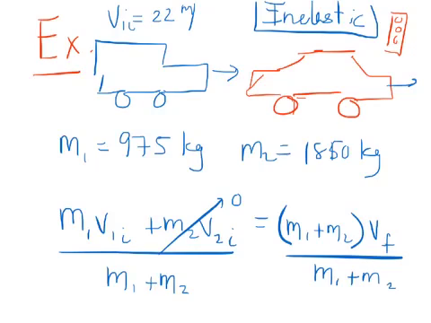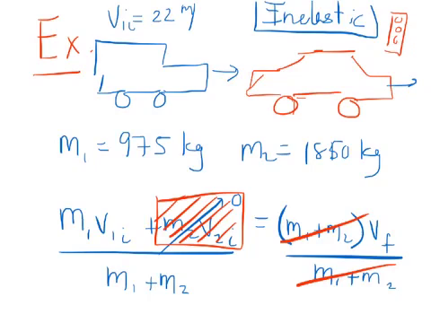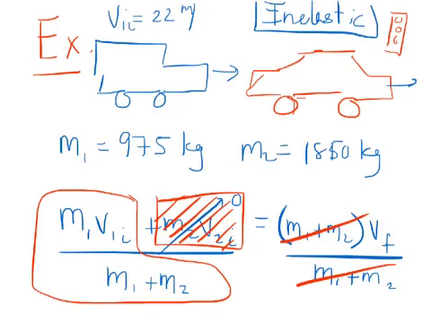Now, we want to get VF by itself. So we divide by M1 plus M2. That cancels. This portion is 0, so I don't have to worry about it. Now, why is this 0 right here? To make it clear that it's 0. Sorry. Now, all we have left is this portion right here: M1 V1I over M1 plus M2.